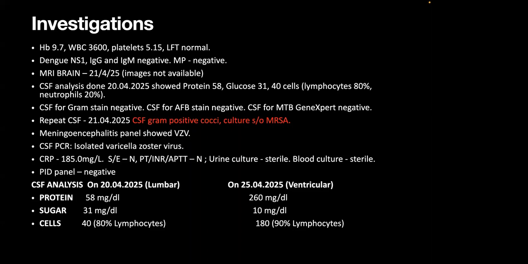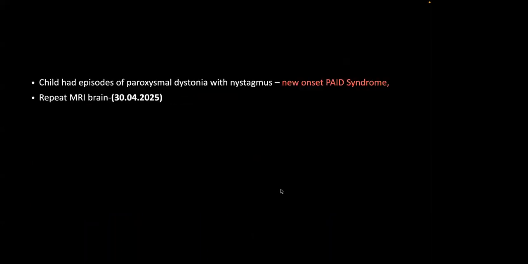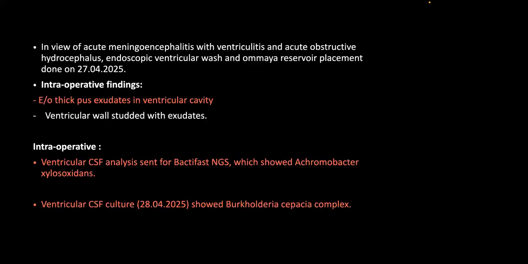That ventricular CSF was sent for bacterial NGS, next generation sequencing for bacterial DNA, which showed Achromobacter xylosoxidans. Repeat ventricular CSF culture after 5 days showed Burkholderia cepacia complex. So three organisms were isolated from the CSF. Meanwhile, during the hospital admission, the child had episodes of paroxysmal dystonia with nystagmus. The child had developed new onset PAID syndrome, for which a repeat MRI brain was done.